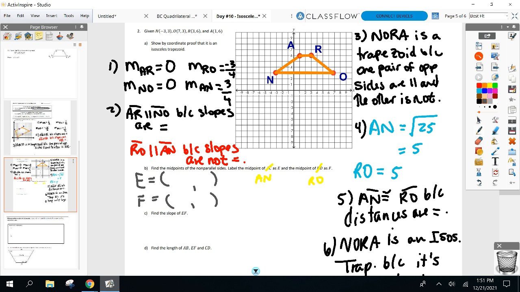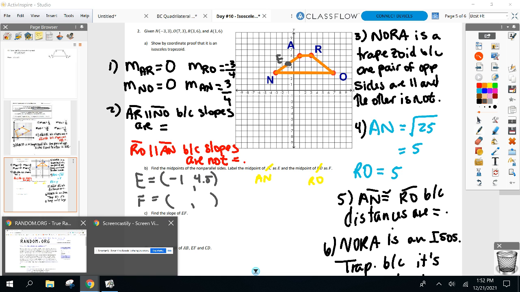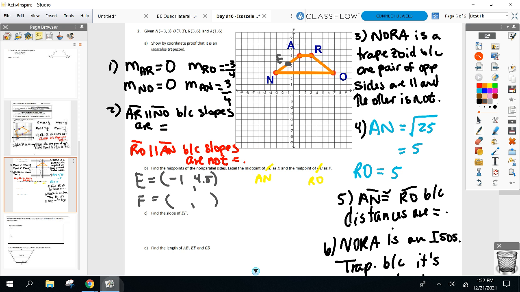You got the midpoint of AN, which is point E. Yep, -1, 4.5. Go ahead and graph it, please. There's the midpoint of AN, and what about the midpoint of RO? 5, 4.5, looking good. Call that point F. And everyone please connect EF to form segment EF.